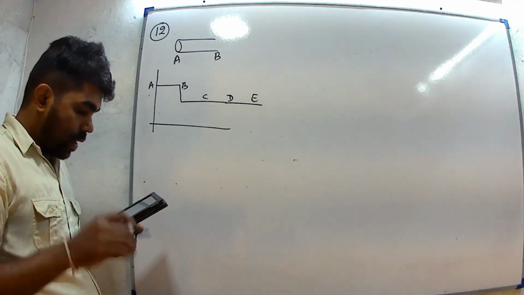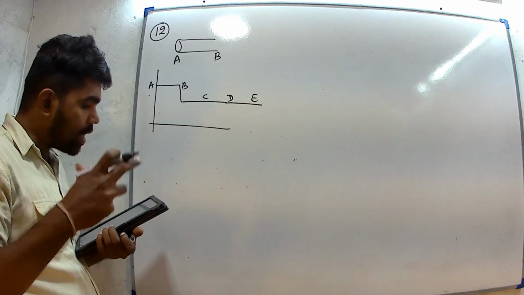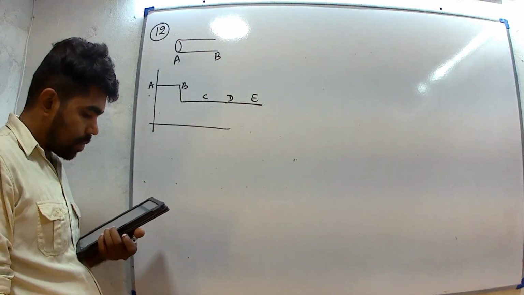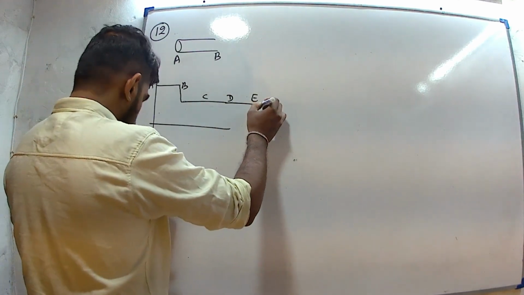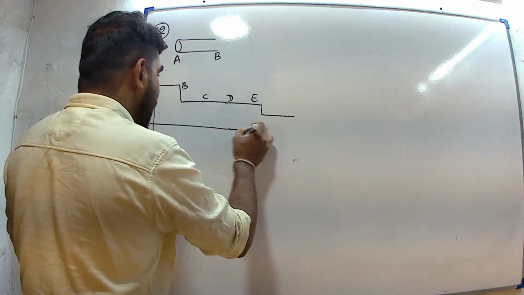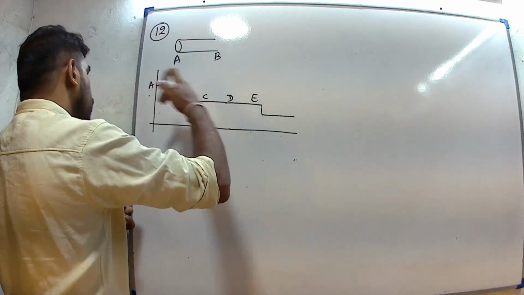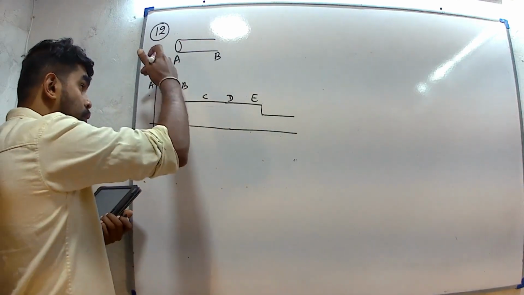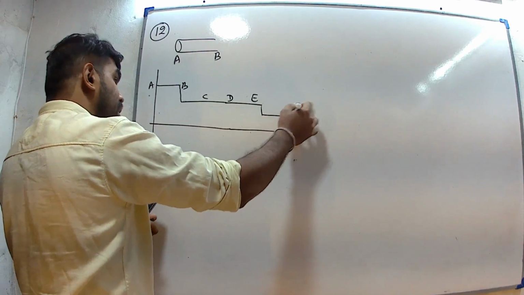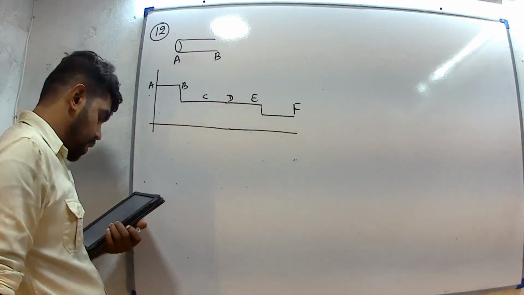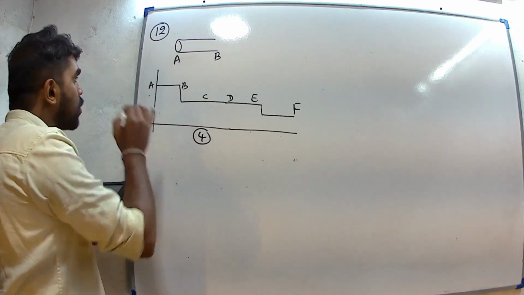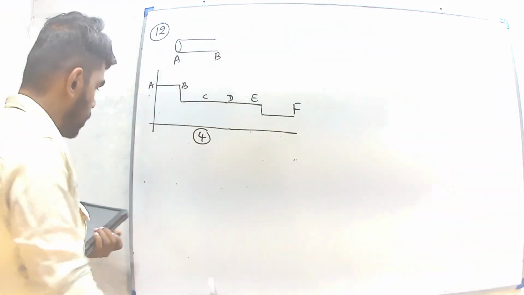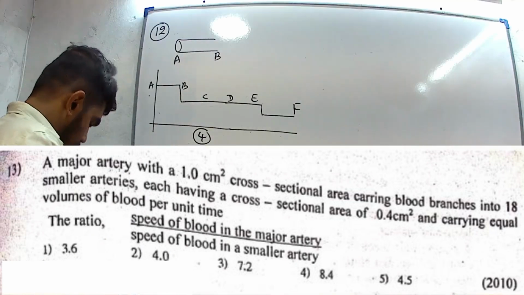And the largest area is for the tube EF. Therefore, the velocity of the EF part should be less than these two parts. Then we can get that the fourth answer is the correct answer for question number 12. Then 13.